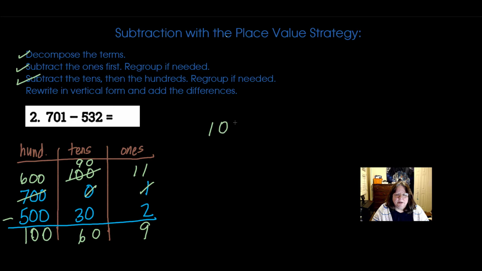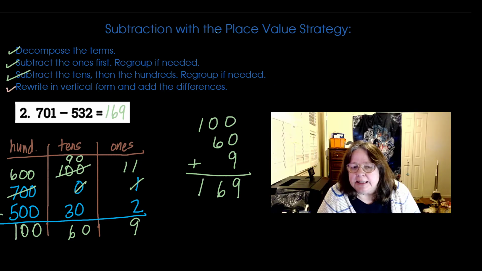So I have 100 plus 60 plus 9. These are our partial differences, so we need to add them up to find the complete difference. 0, 0, and 9 is 9. 6 plus 0 is 6. And 1 plus nothing is 1. And again, these are the ones. This is 6 tens, and this is 100. Our answer is 169.